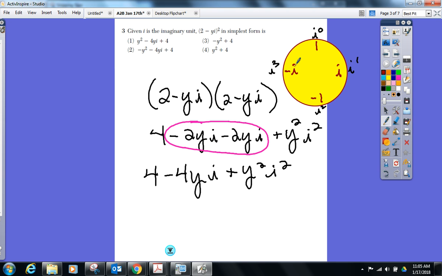-1. So when I plug in -1 now, what's going to happen here? That's just going to become negative y. Yep. So ready? 4 minus 4yi minus y squared. I believe that is a choice up there, but it's not written in the order I have it up there. You see a negative y squared, a negative 4yi, and a positive 4. I just don't have it in the order. They gave me a multiple choice.